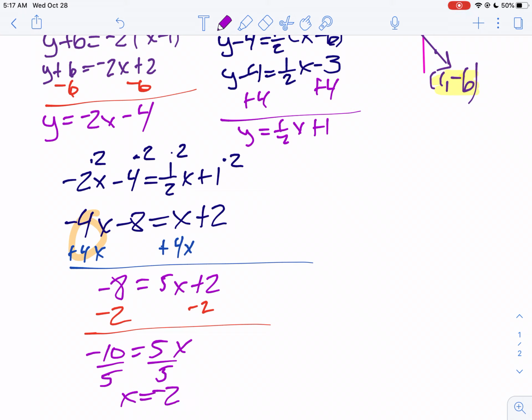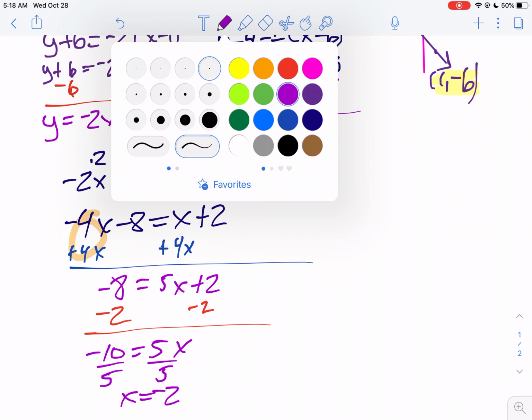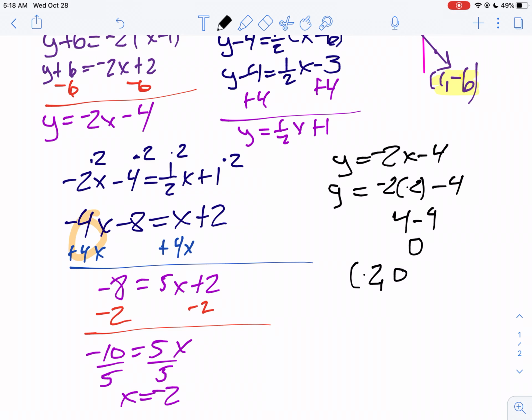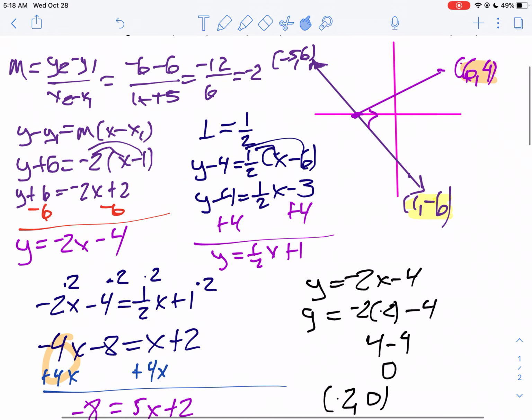Now we have to go back and find y. You can use either equation. And since I don't like to work with fractions, I'm going to use the first one. So I'm going to say y equals negative 2x minus 4. Well, in this case, x is negative 2, so I have negative 2 times negative 2 minus 4. So I get 4 minus 4, which is 0. So in other words, the coordinate of my point where those two intersect is negative 2, 0. I got kind of lucky in how I guessed that. So this point right here is negative 2, 0.